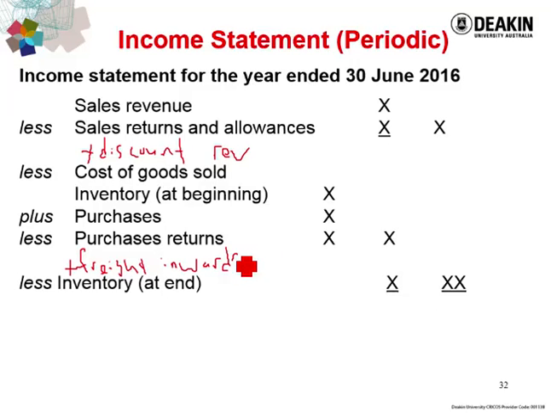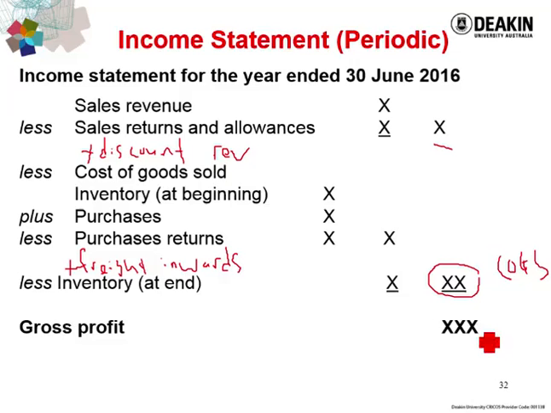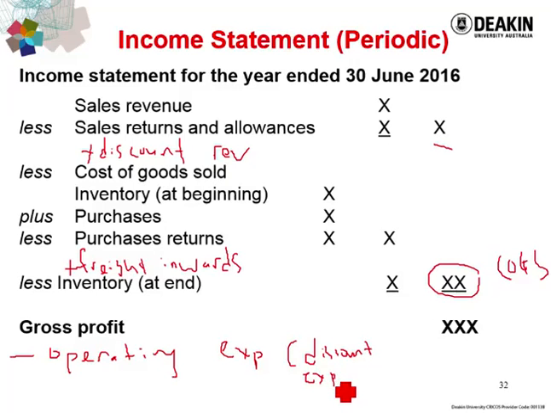Because freight inwards can be included as cost of inventory. And then we will minus the closing inventory, and this will give us the cost of goods sold. So this is cost of goods sold. And if you use the net revenue minus cost of goods sold, this will give us the gross profit. And we will further deduct all the operating expenses. So we will minus operating expenses, such as discount allowed or discount expense, to get net profit.